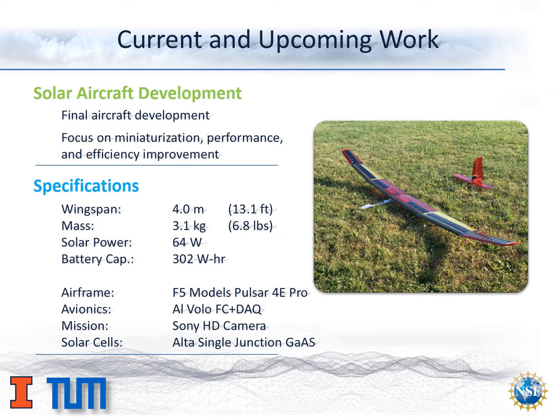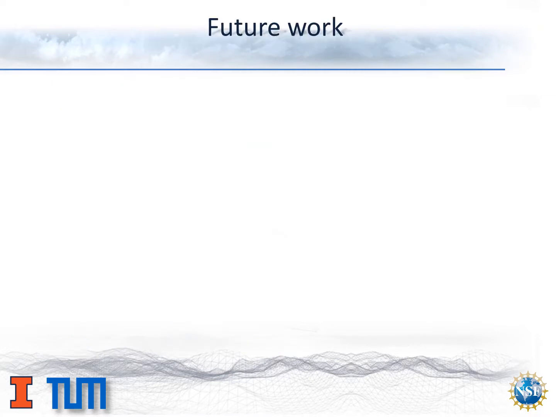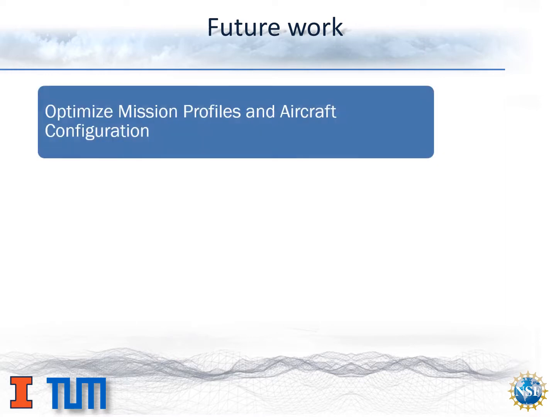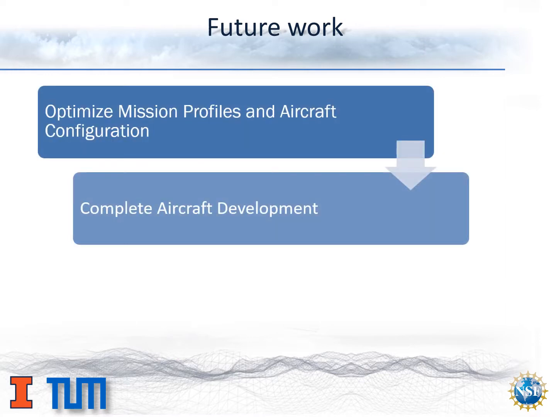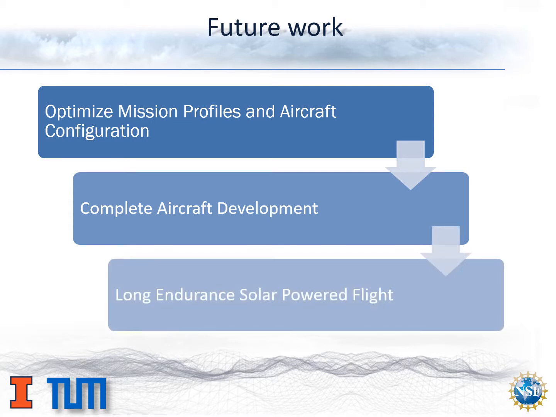The airframe was developed off an F5 model's Pulsar 4E Pro. The avionics are based on an Alvolo FC Plus DAC system. The mission sensor is a Sony HD camera, and the solar cells are Alta Devices single-junction gallium arsenide cells. For future work, we will optimize mission profiles and aircraft configuration, complete aircraft development, and then perform long-endurance solar-powered flight.